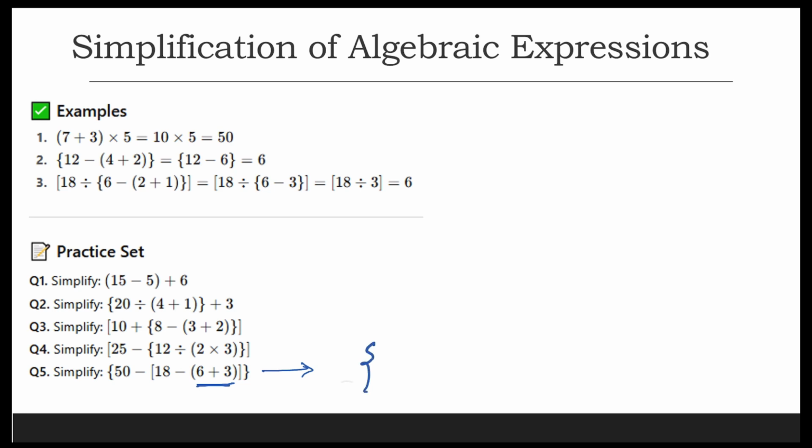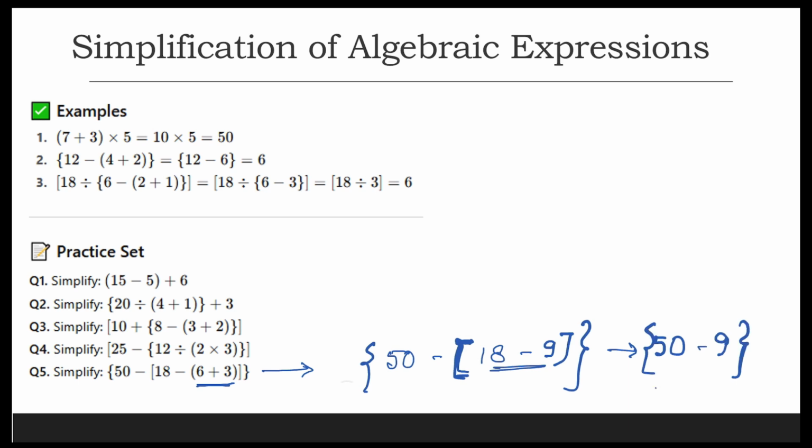So the way we are going to write is 50 minus 18 minus 9. Now, what we have to do? We have to move from inside to outside. So from here, although the large bracket is there inside, 18 minus 9 is 9. And then 50 minus 9 is 41. So that's how we are going to solve this entire algebraic expression.